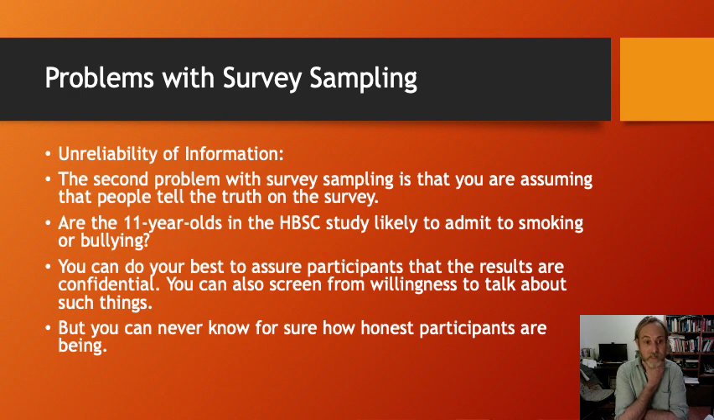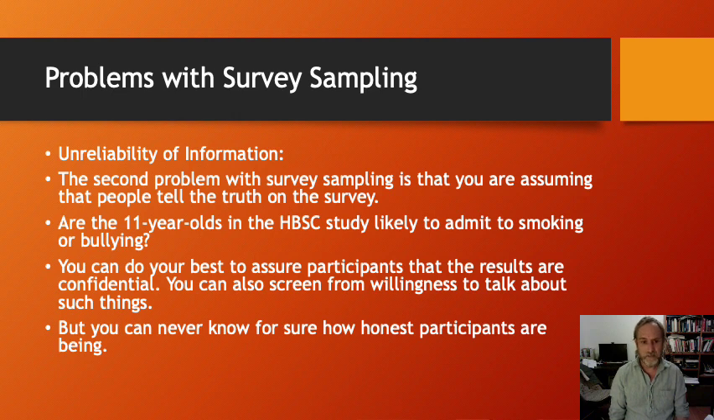Another problem with survey sampling is unreliability of information. You may have wondered, when they assess these children's health by asking them if they think they are healthy, how many of these kids are going to be honest about that? Aren't you just going to want to report, yeah, I'm healthy? People often will tend to lie or bend the truth or try to appear better than they are, even if they know they're dealing with an anonymous survey.